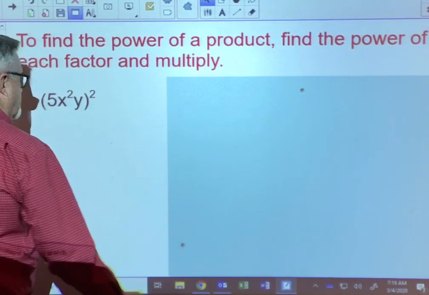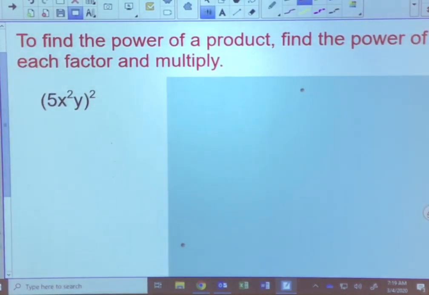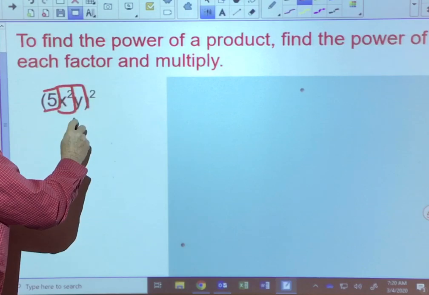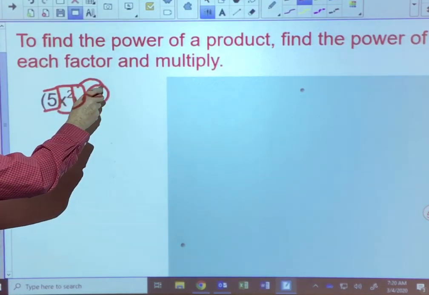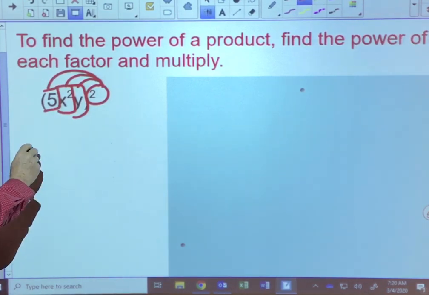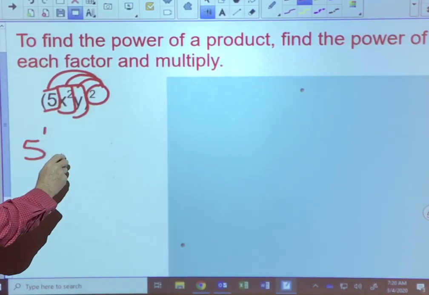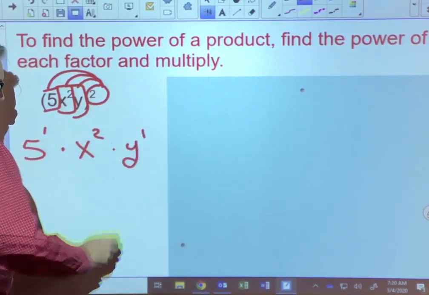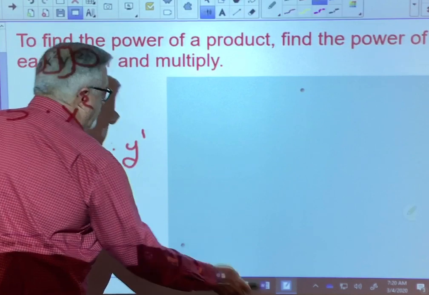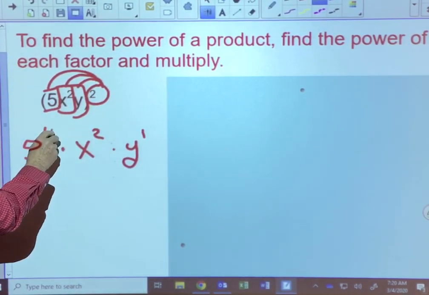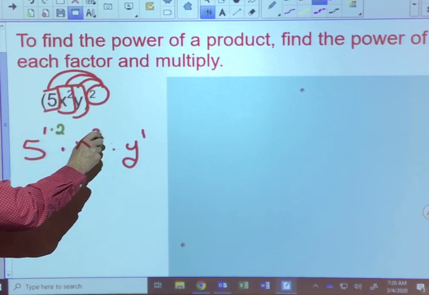is (5xy^2)^2. What we need to remember is this 2 is going to distribute over everything inside of there. So this is actually 5 to the first power times x to the second power times y to the first power. When we distribute this 2, or when we raise everything to the power of 2, since we're raising a power to a power, we're going to multiply.